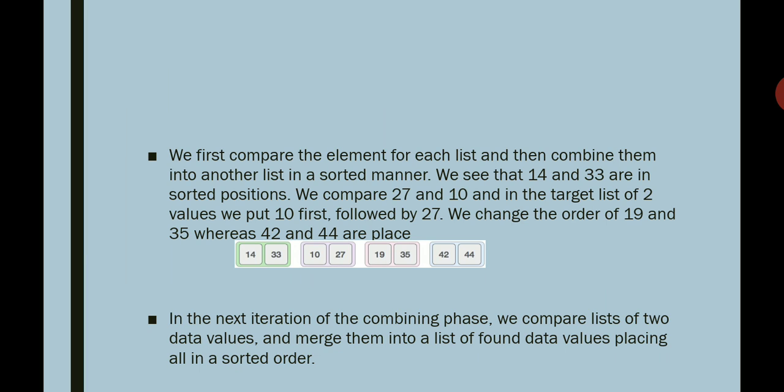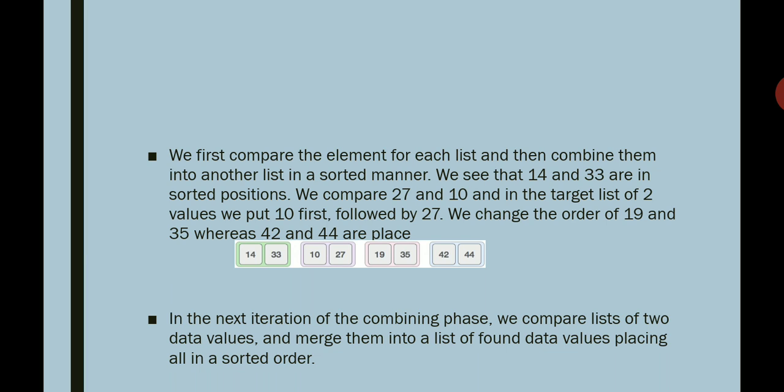By our divide and conquer strategy, we are going to solve them according to our algorithm. We first compare the elements of each list and then combine them into another list in a sorted manner. We see that 14 and 33 are already in sorted positions. We compare 27 and 10, and in the target list of 2 values, we put 10 first followed by 27. We change the order of 19 and 35, whereas 42 and 44 are already in their places. Here there is a change in this sublist. Here 10 and 27 are interchanged.